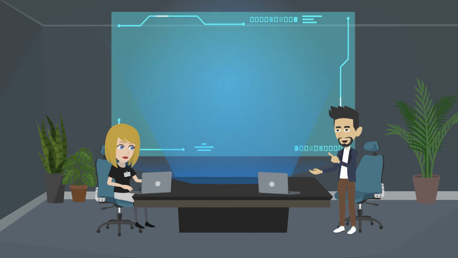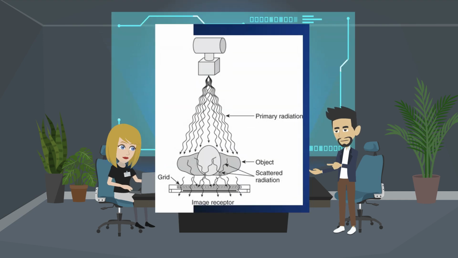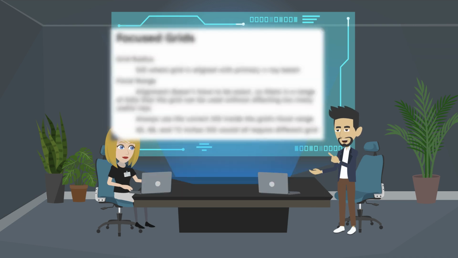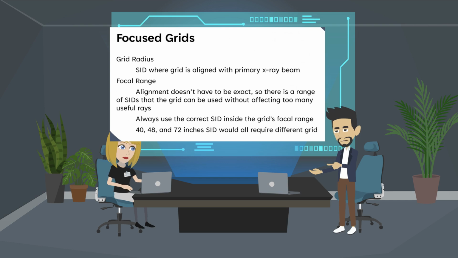A grid is a device placed under the table between the patient and the IR. It looks like a thin metal plate constructed of tiny, tissue-thin lead strips placed on the edge. The lead strips are held in place by a radiolucent interspacing material, usually aluminum. Because they are aligned to the X-ray beam, the lead strips tend to absorb scatter radiation while permitting remnant radiation to pass through. Grids for general purpose use are called focus grids because the lead strips are aligned in the direction of the diverging primary X-ray beam.